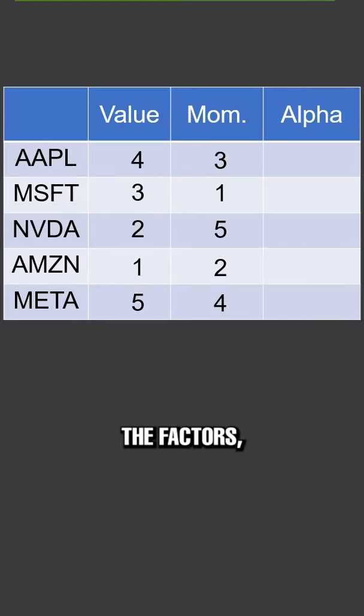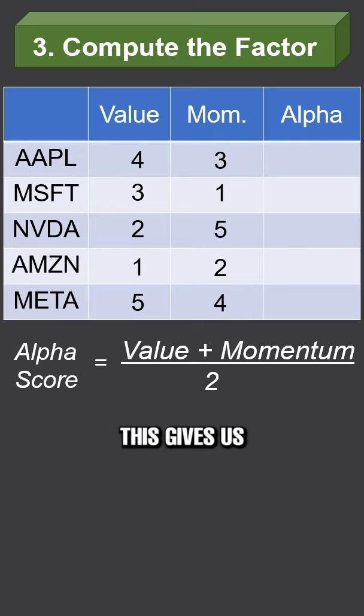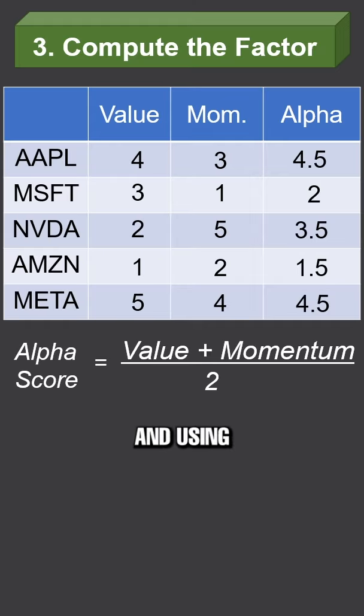Once we've ranked the factors, we simply average the value and momentum scores to get what's called an alpha score. This gives us a rough estimate of which stocks have the strongest upside potential based on their underlying characteristics and using a simple systematic model. There are more advanced ways to combine factors, but here we're using the basic approach of equal weighting.